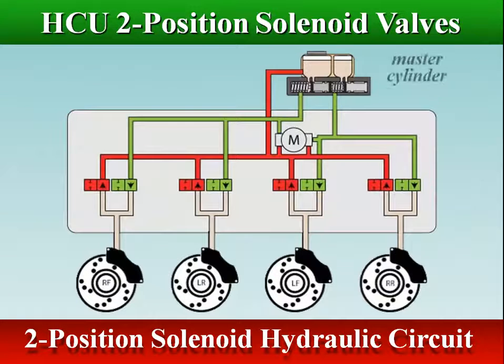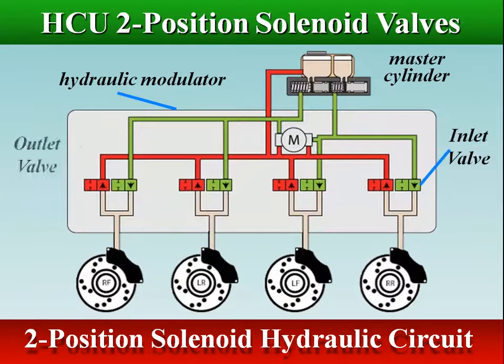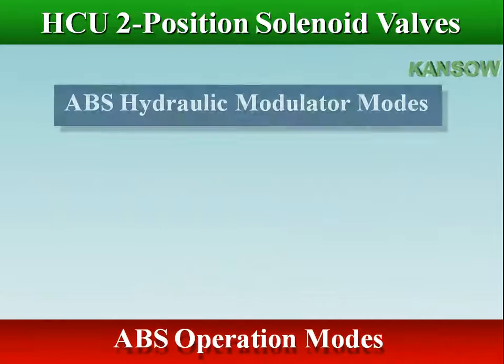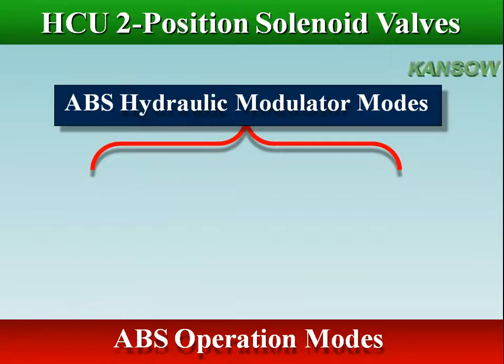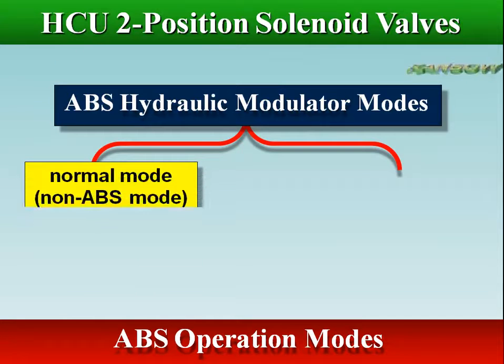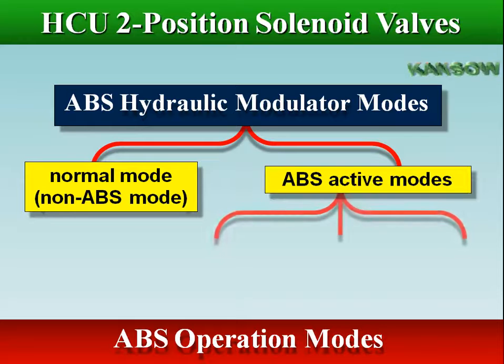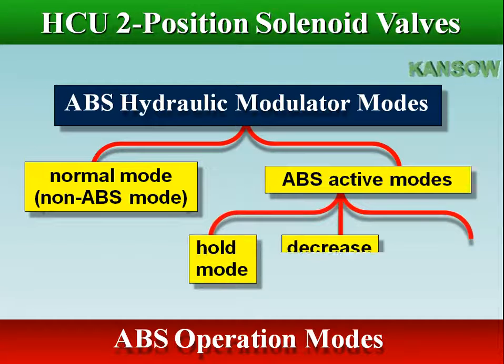In two-position solenoid hydraulic circuit, the actuator consists of 6 or 8 two-position solenoids. 2 solenoids are used to control each wheel hydraulic circuit. ABS hydraulic modulator has 4 operating modes: normal mode, non-ABS mode, and 3 ABS active modes: hold, decrease, and increase modes.